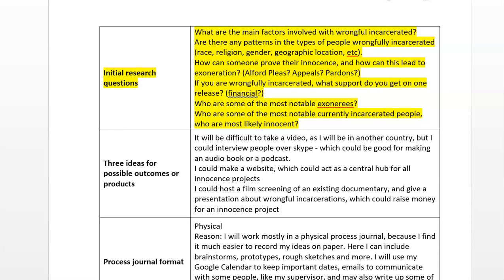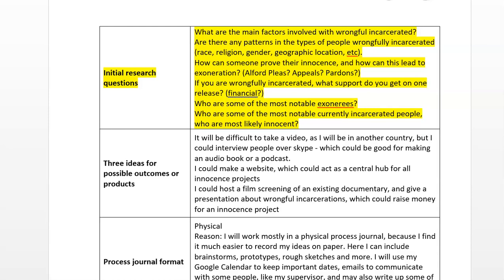Lenny's initial questions are: what are the main factors involved with wrongful incarceration? Are there any patterns in the types of people wrongfully incarcerated? How can someone prove their innocence, and how can this lead to exoneration? If you are wrongfully incarcerated, what support do you get once you are on release? Who are some of the most notable exonerees? Who are some of the most notable currently incarcerated people? Who are most likely innocent?